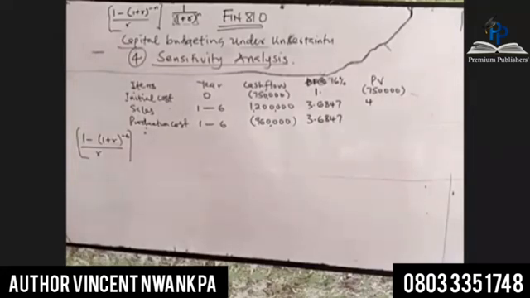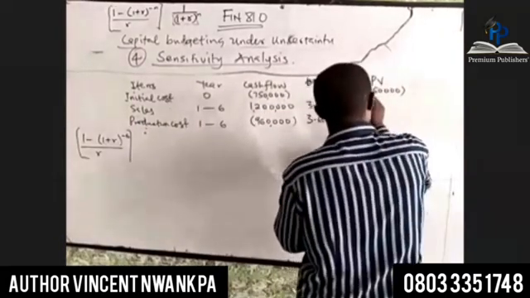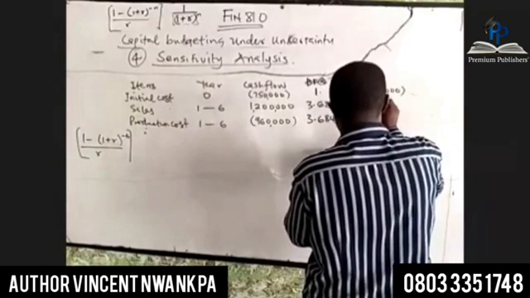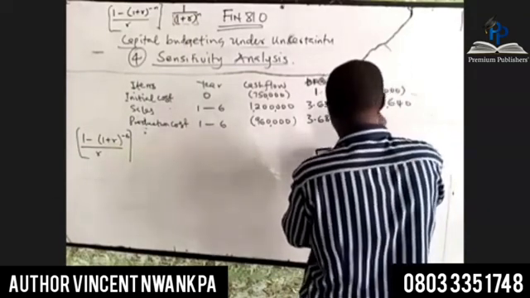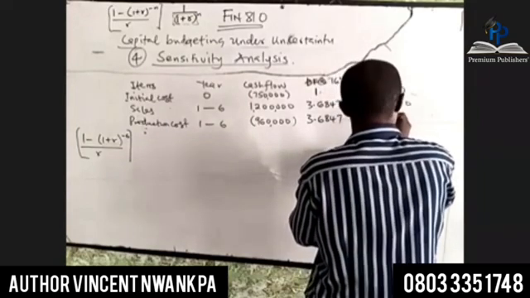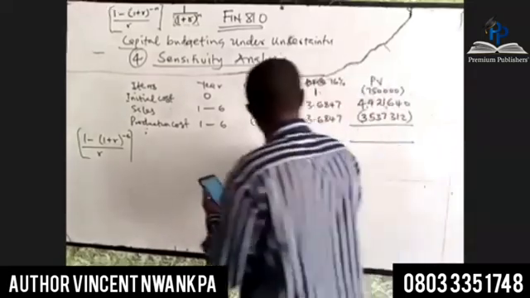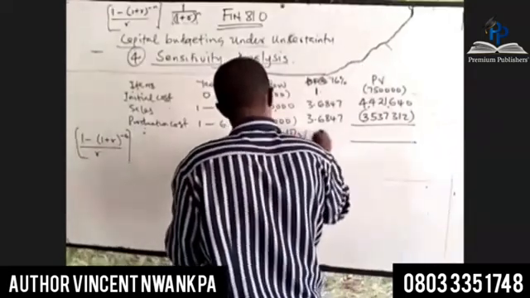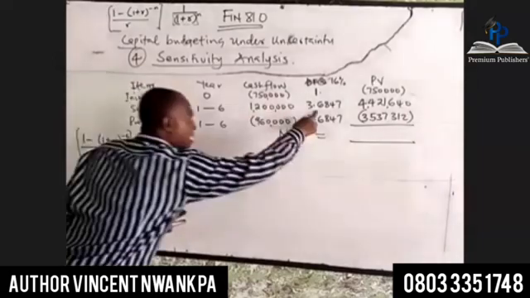Who is calculating? Confirm what I'm writing, whether it's correct. 3537, 312. Our NPV. Help me confirm on that.